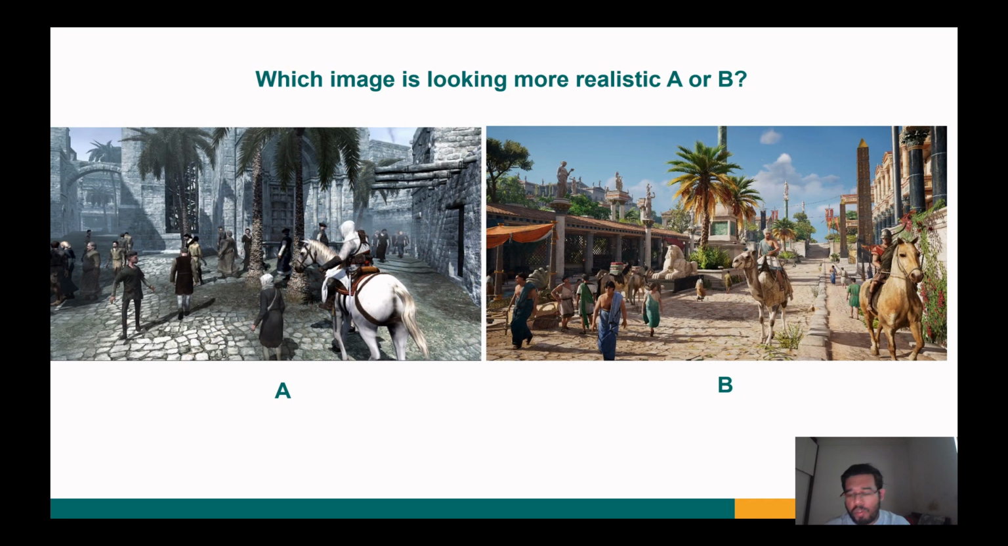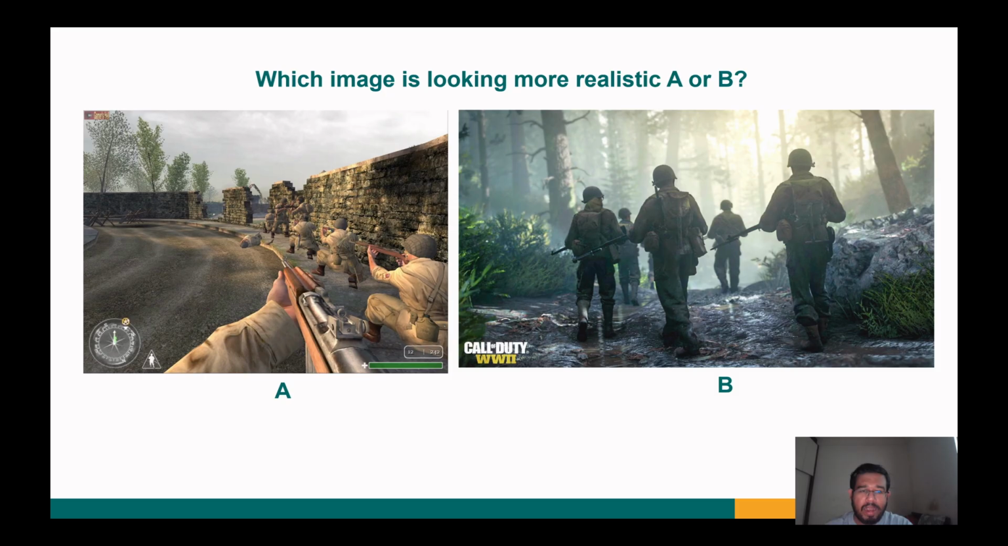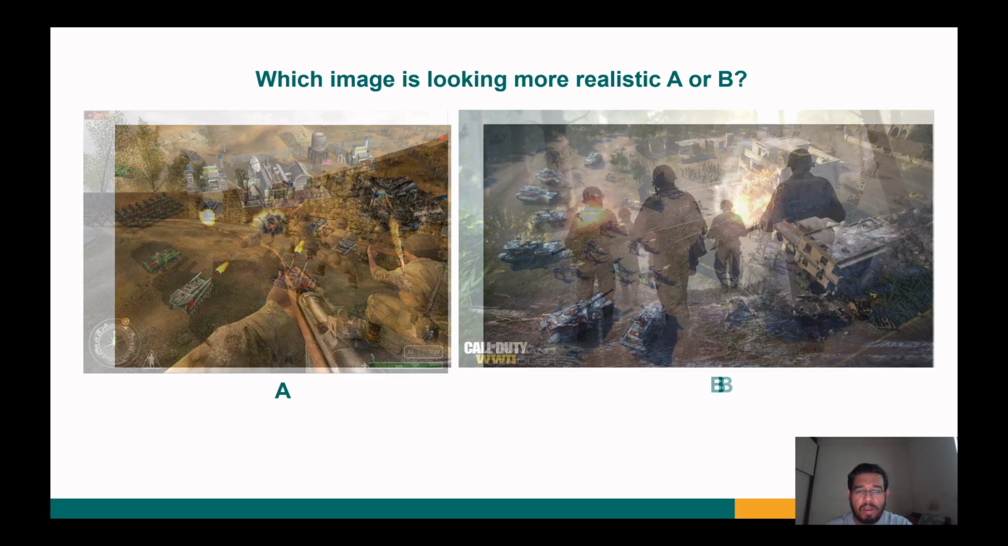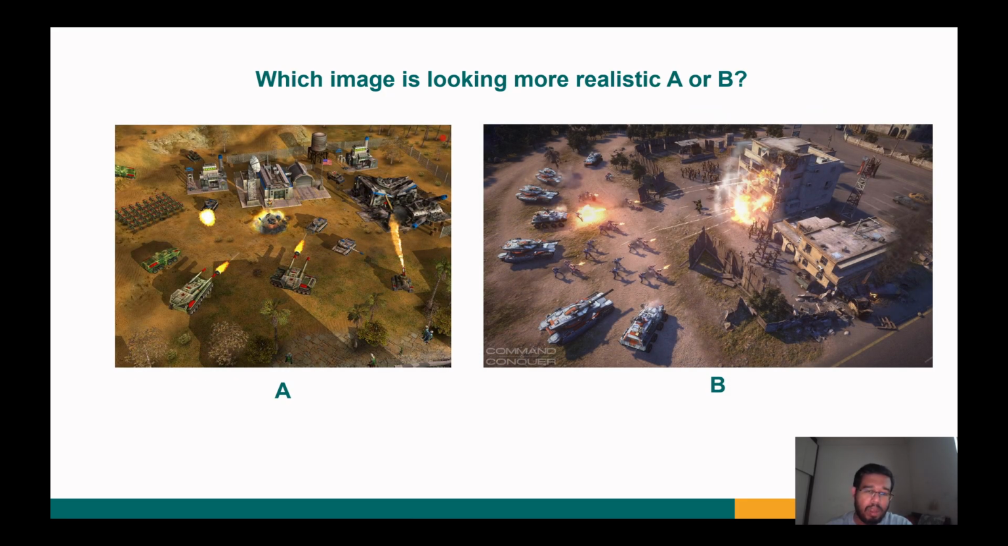So these three examples are coming from the legends. This is the third person legend, the Assassin's Creed franchise, and also Call of Duty is the first person, and this one is kind of an RTS game. Okay.